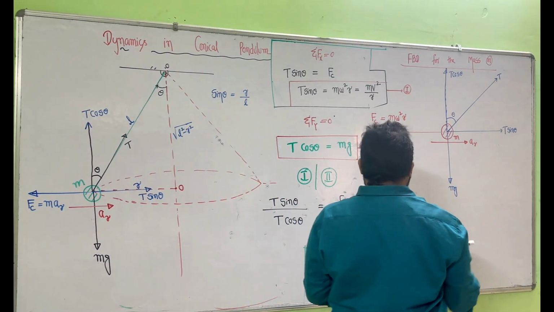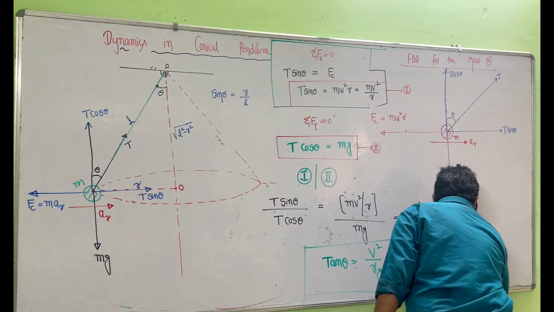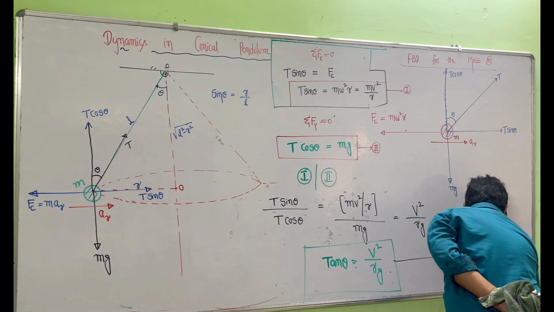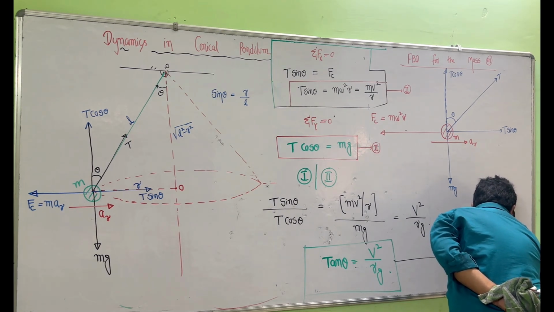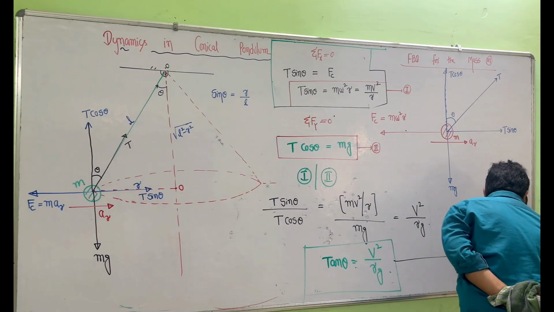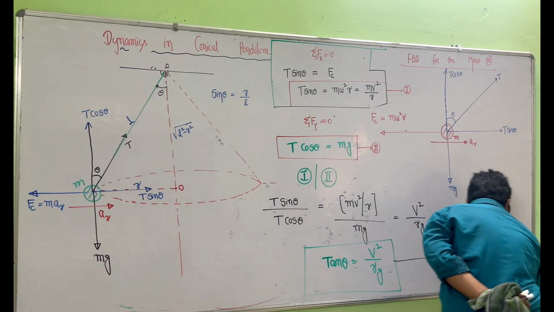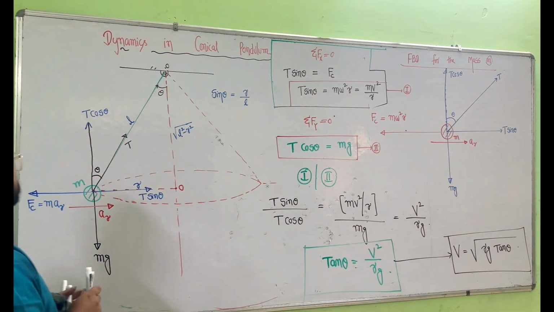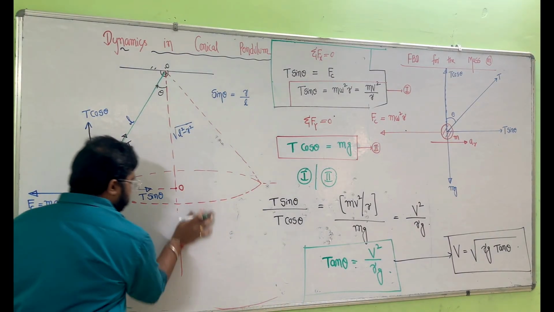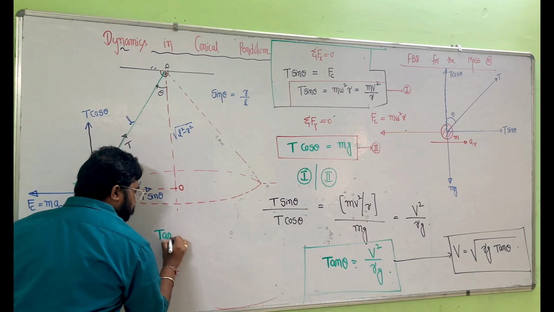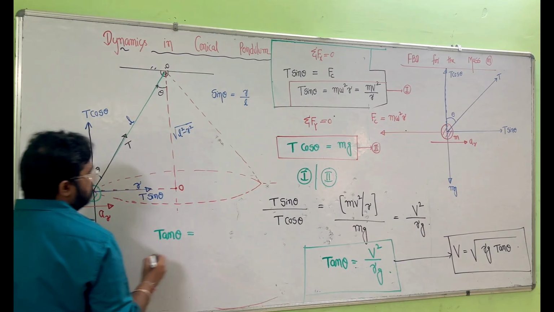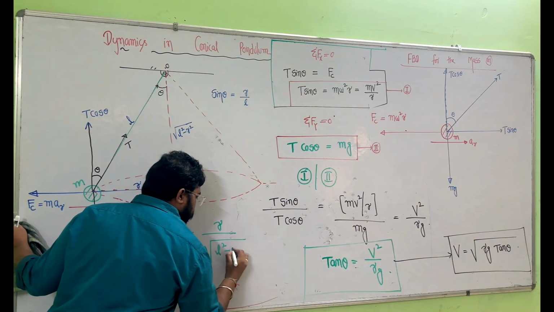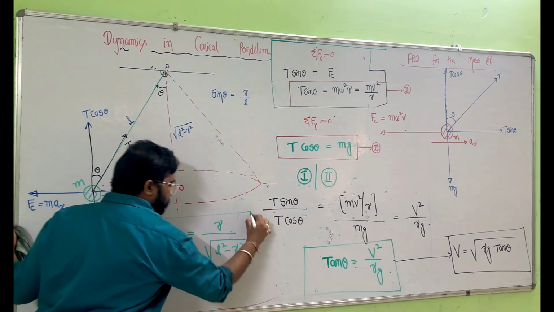What is the velocity here? If they ask for velocity V, it is the square root of rg tan theta. Are you clear? What is tan theta here? Tan theta here is R by the square root of L square minus R square.